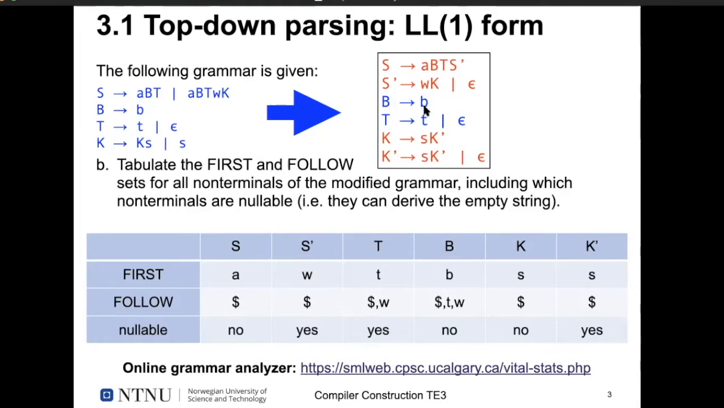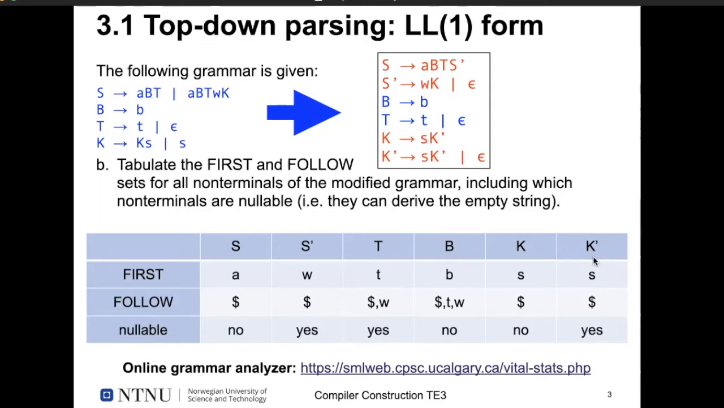For B, it's also easy. I switched the order around in the table, so sorry. So for B, it's just B. Easy enough. For T, it's similar. Either we have an empty string or we have a single T. So we have a T here. And for K, we see it's S for K as well as for K prime.